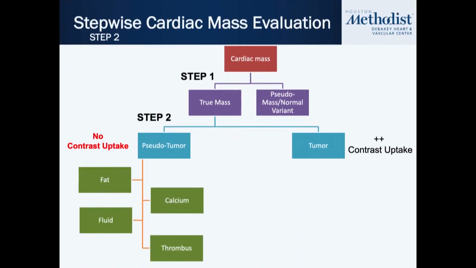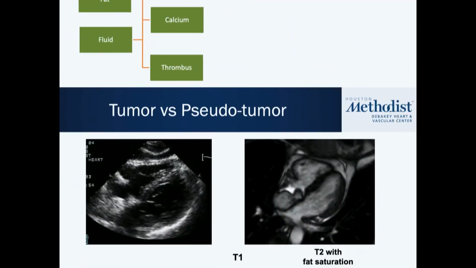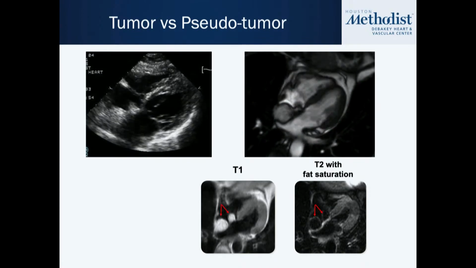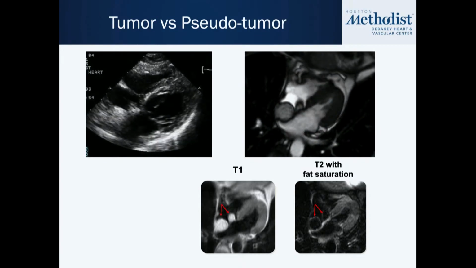After we establish that this is a true mass, not a normal variant or a pseudo mass, we need to assess: is this a tumor, or is this some other type of quote-unquote benign structure? So let's go through a few cases. You can see on the echo here that you have something in between the right and left atrium, a thick high signal coming from the septum. You already get an idea on echo of what this is, and then the MRI shows that structure more clearly.